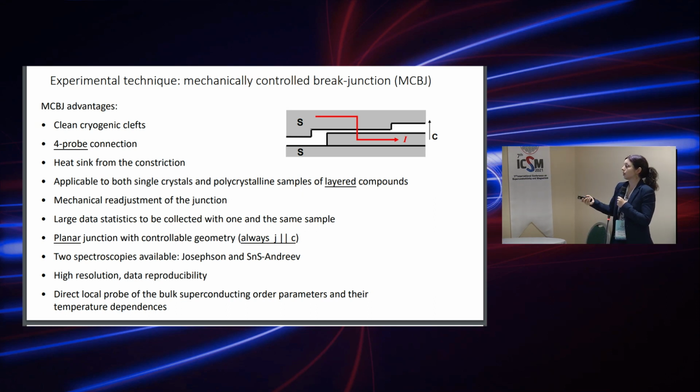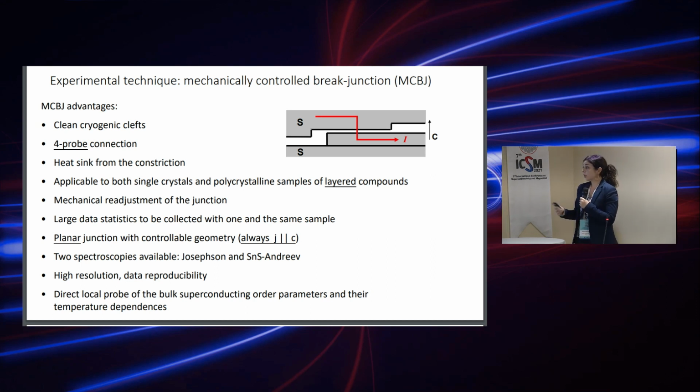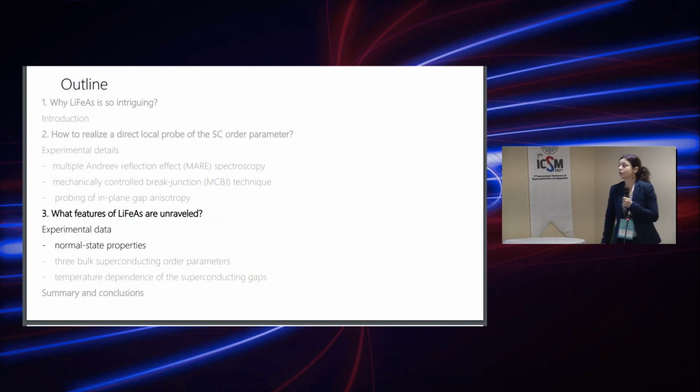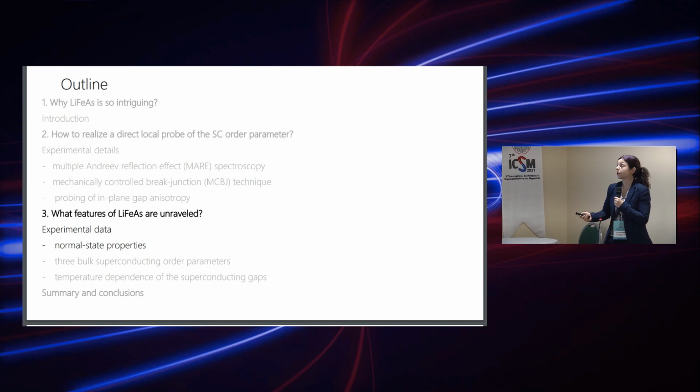So we could easily mechanically readjust the junction and form up to several tens of SNS junctions in one and the same sample during one and the same cool down, in order to check the data reproducibility and to collect the data statistics. Now let's proceed with the experimental data, and first we turn to the normal state properties above the critical temperature Tc.